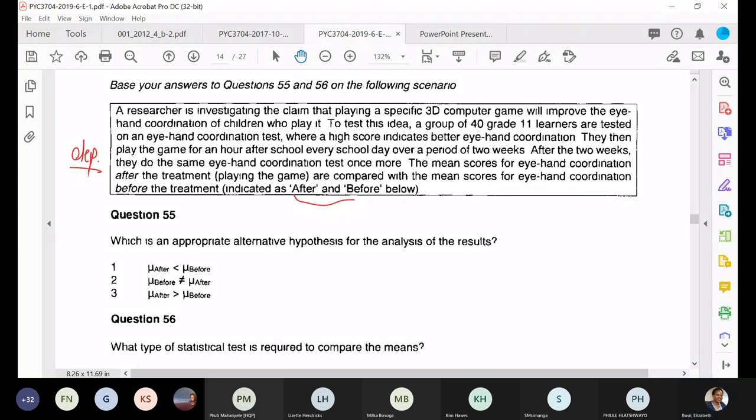I would say three. The population after is greater than the population before. Makes sense, because after the treatment, there should be improvement. Not necessarily. It talks about improving the hand-eye coordination. Exactly. That's the key word. Yeah, greater than. I think it's number two. I agree with number three.